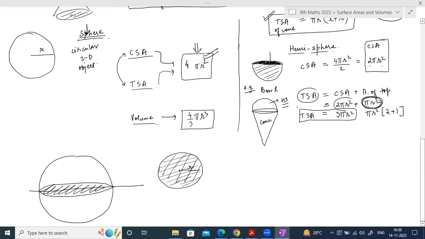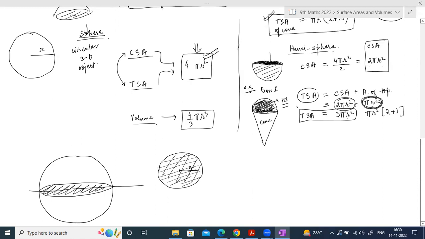तो ओके. 2 पाई आर स्क्वायर जो कर्व्ड सरफेस एरिया था, जो सिर्फ इतना एरिया था, ये वाला कर्व्ड पोर्शन का एरिया था, उसमें बेस का या टॉप का एरिया भी ऐड कर दिया, तो यू गेट 2 पाई आर स्क्वायर प्लस पाई आर स्क्वायर, विच इज 3 पाई आर स्क्वायर.